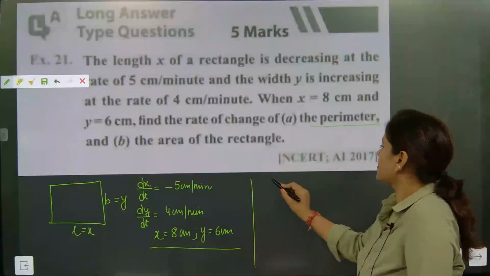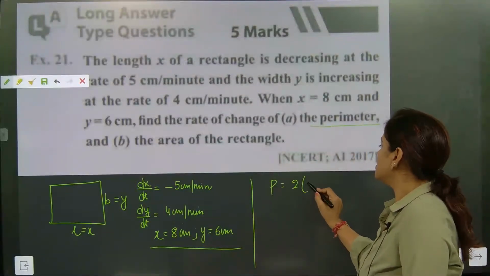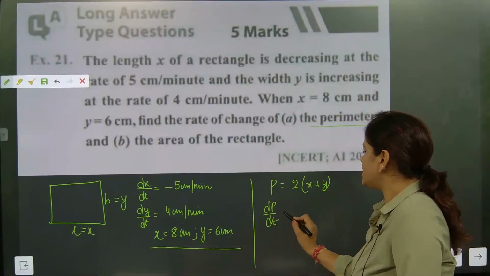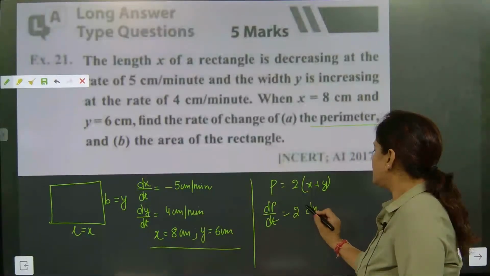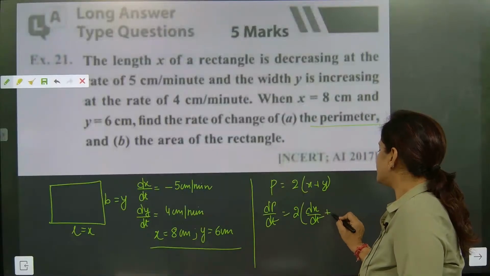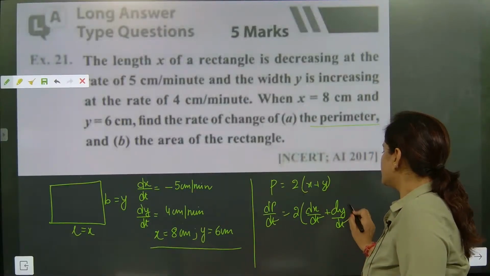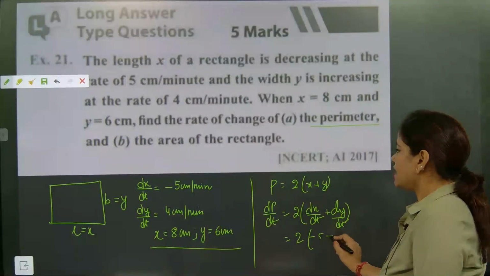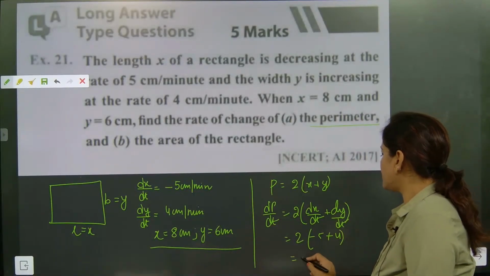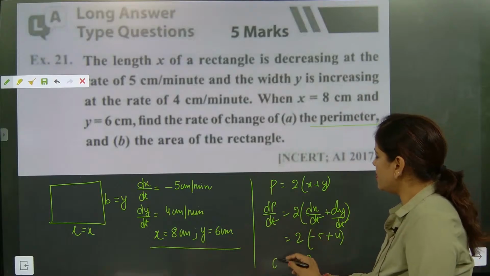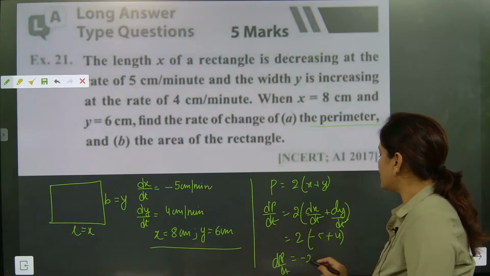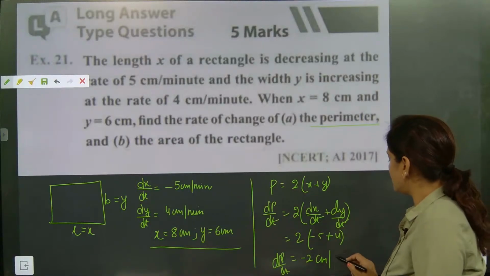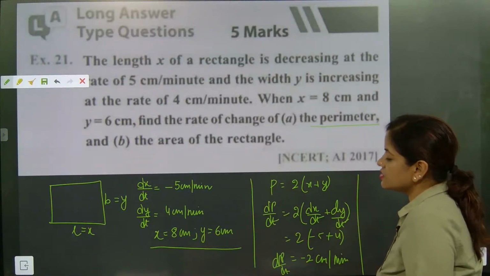First the perimeter. Perimeter is equal to 2x plus y. Now beta, what you are going to write? dp by dt is equal to 2 dx by dt plus dy by dt. So now beta, dx by dt is what? Minus 5, and dy by dt is 4. So answer is coming as minus 2. So dp by dt, rate of change of perimeter, is coming as minus 2 centimeter per second. Story over. See, 5 mark question is so easy.